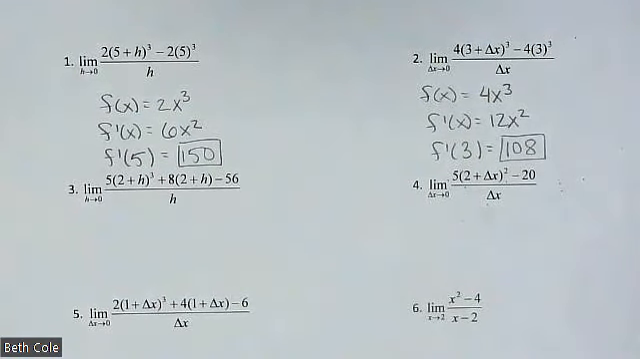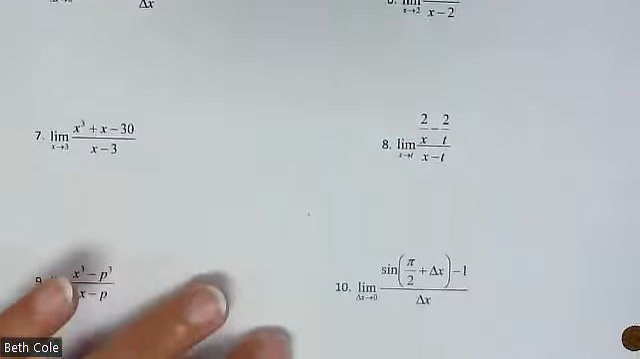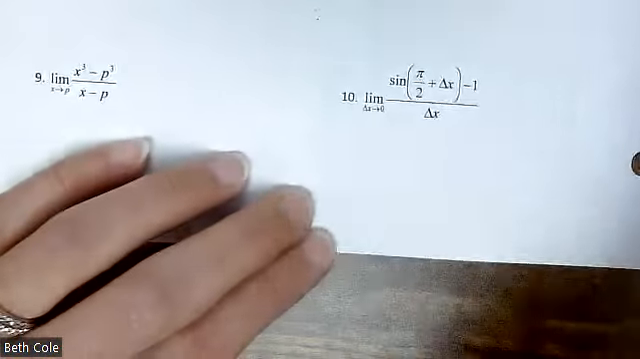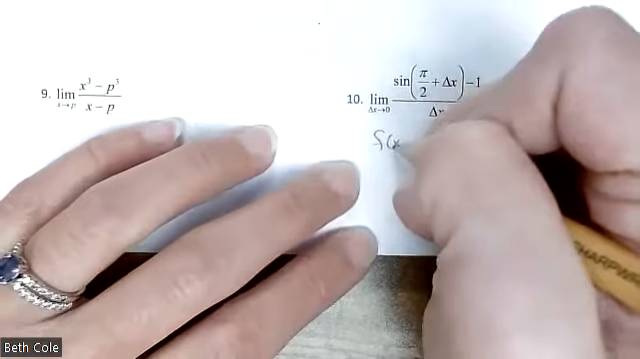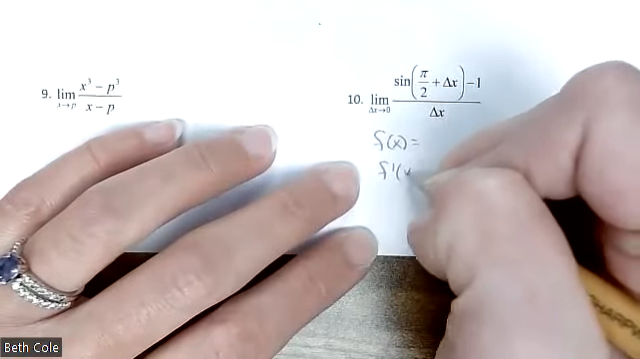I want to also do number 10 together. If you could slide down to number 10, and then I'm going to shut my mouth and let you try these. But there's trig in that one, so I figured we would just do that one together.